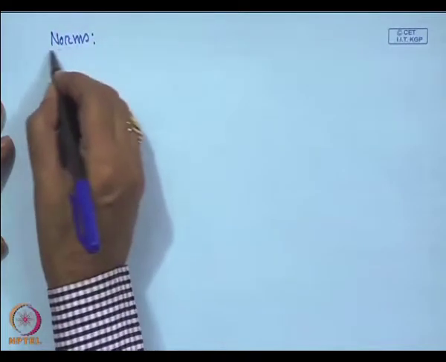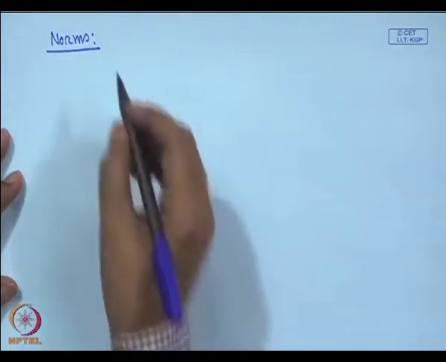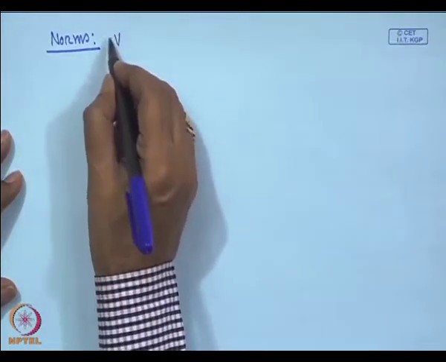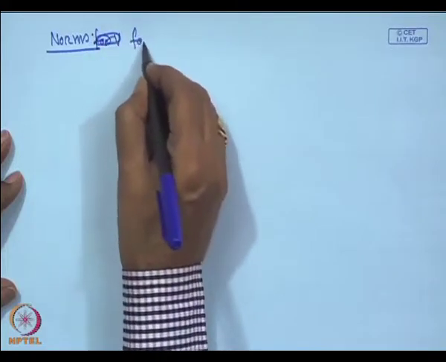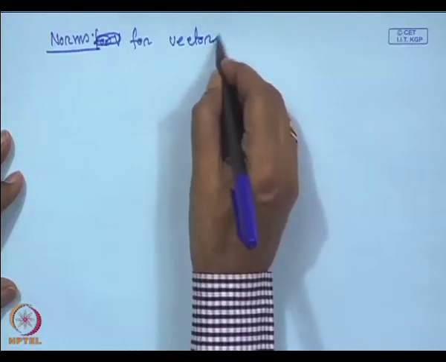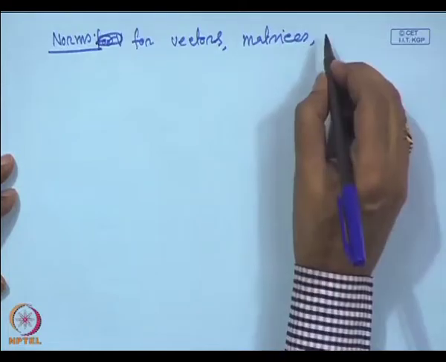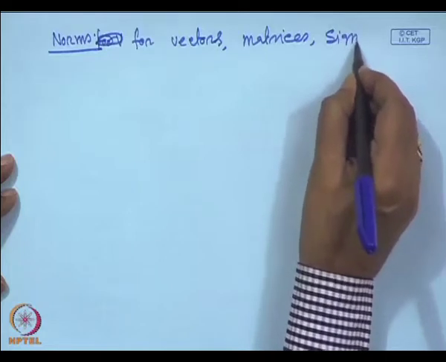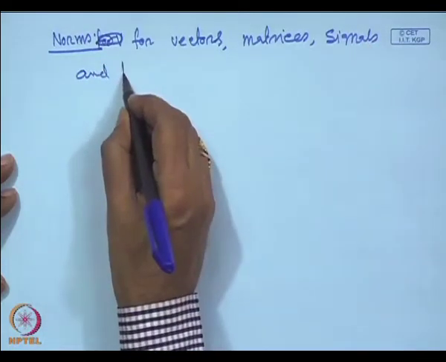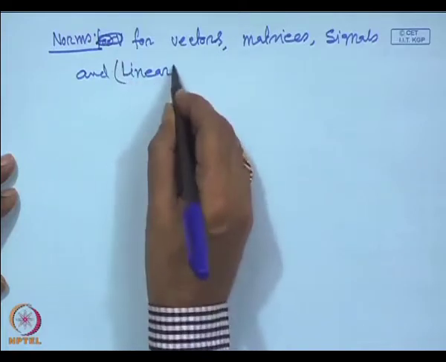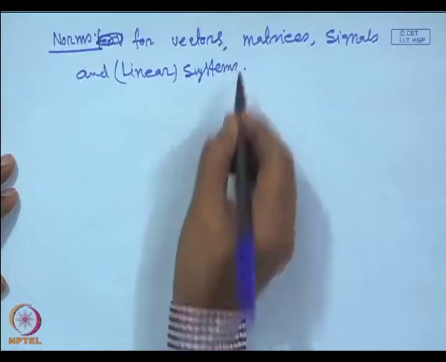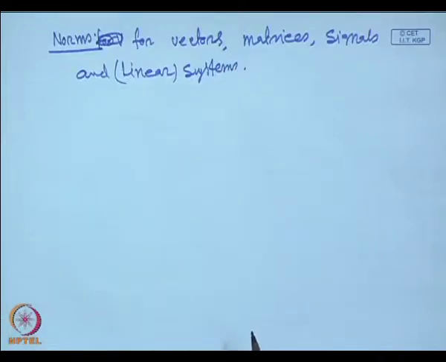So, next we will discuss the norms. The new topic is norms, the norms for vectors, matrices, then signals and systems, means linear systems, this norm.